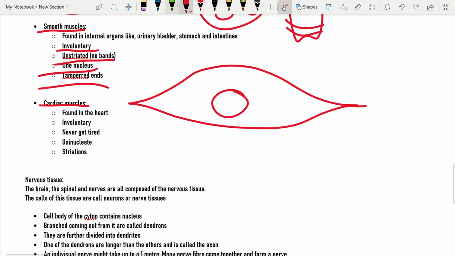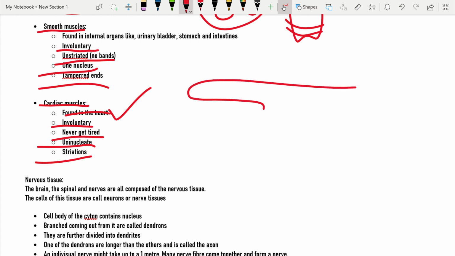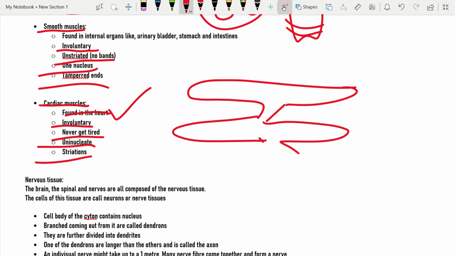Then you've got cardiac muscles. What are cardiac muscles? They are found in the heart. They are involuntary, meaning you can't control them. They never get tired, and they're uninucleate, meaning one nucleus, and they have striations. So cardiac muscles kind of look like this. They're connected to each other like so. Cardiac basically means heart, okay?